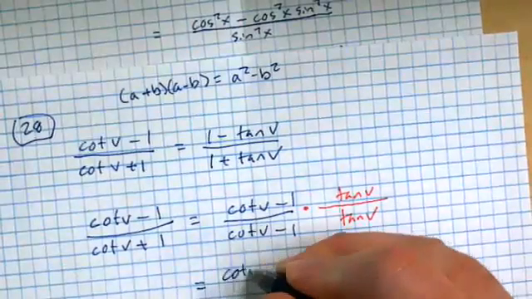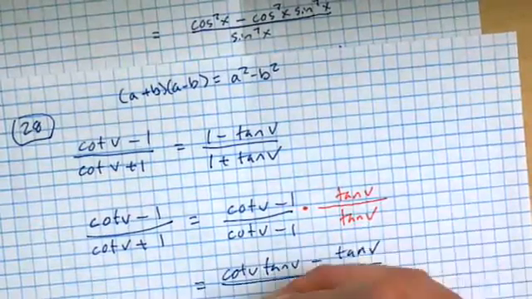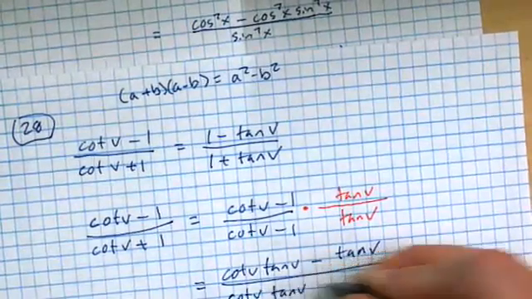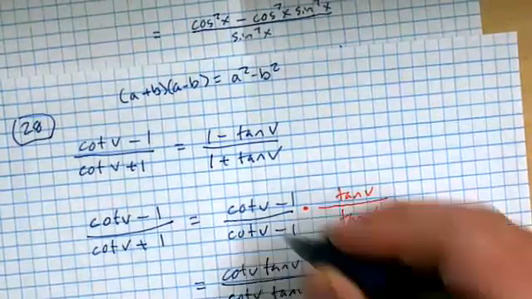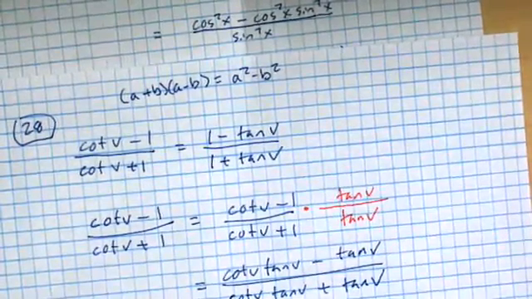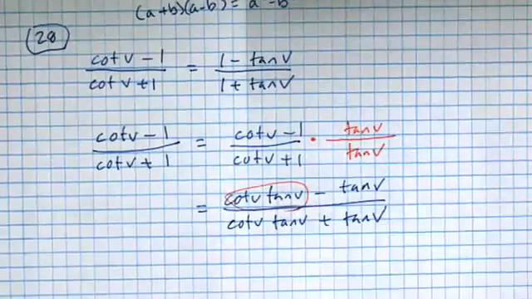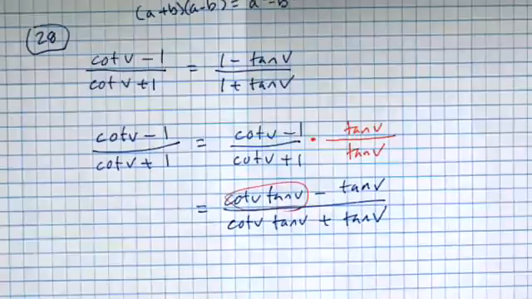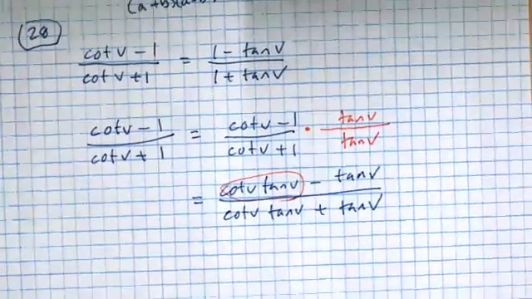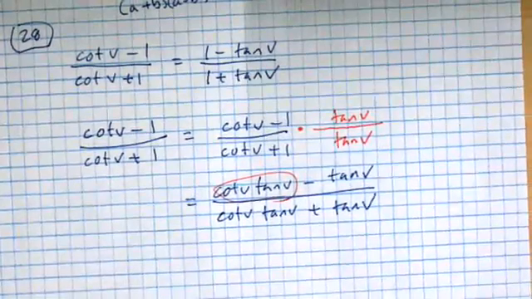So that would be cotangent tangent minus tangent over cotangent tangent plus, oh, this was a plus here. I copied it down, plus tangent. And cotangent times tangent is 1. So these both turn into 1s and we're there. I like that problem.